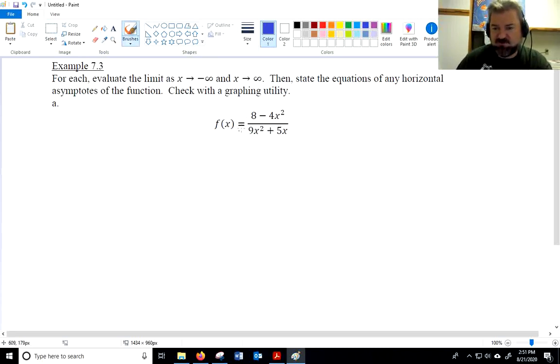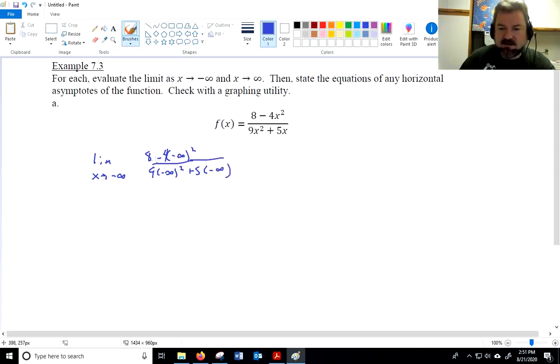So here we got a rational function, and what we're going to do is the exact same thing we just did before. We're going to plug in. We're going to see if we have an indeterminate form. If we do, we're going to factor out the largest power I can of x on top and on bottom. So let's see what happens if I want to evaluate the limit as x approaches negative infinity. I would get 8 minus infinity squared minus negative infinity squared times 4, which is kind of pointless. Then I have 9 times negative infinity squared plus 5 times a negative infinity. And I end up with 8.